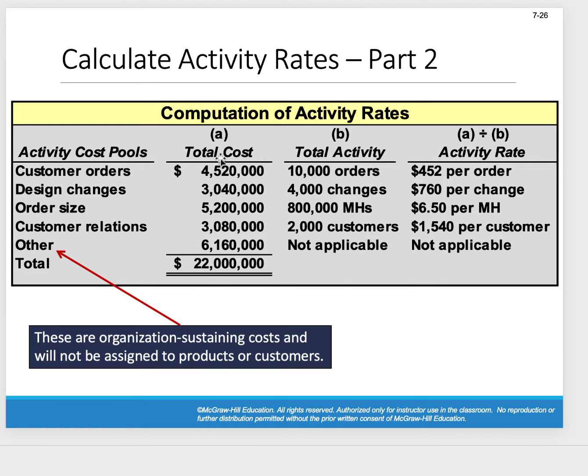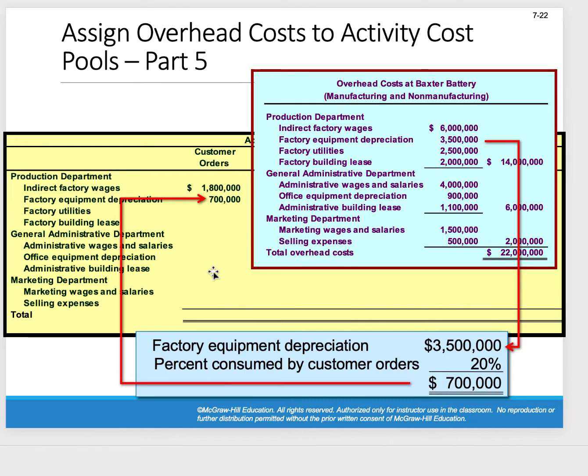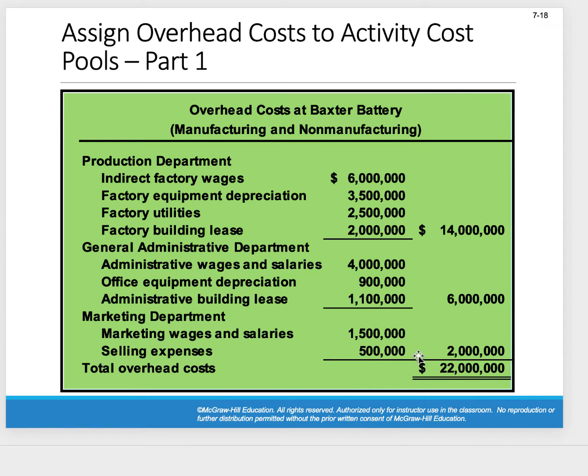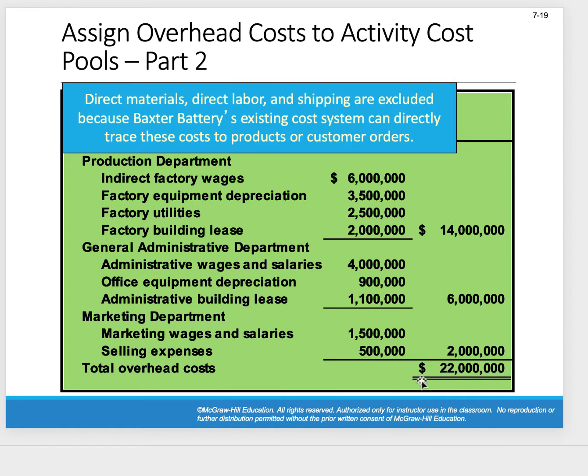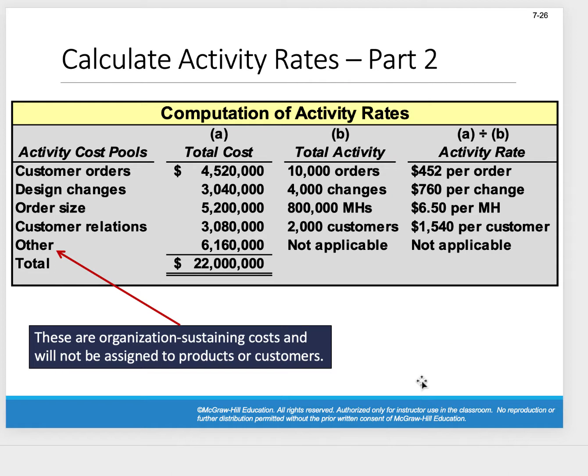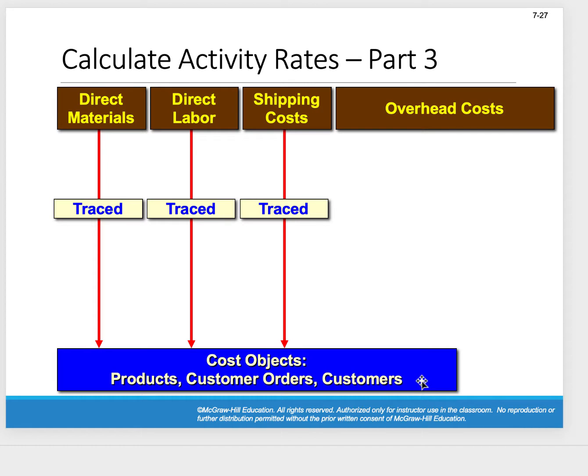Notice here the total costs equal $22 million. This is the same cost that we got from this slide, the total overhead costs at Baxter Batteries. So now that we have the activity rates, we can go ahead and allocate. This is our second stage allocation, or I'm sorry, we're still in step 3, allocating activity rates.